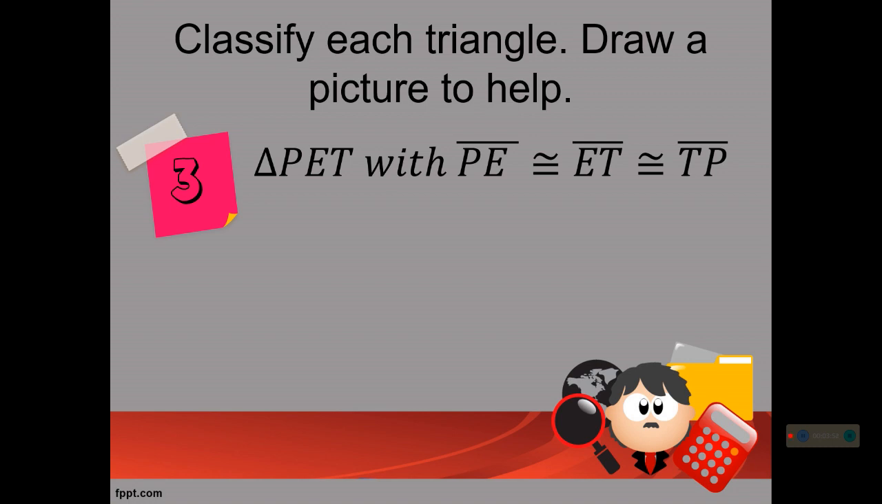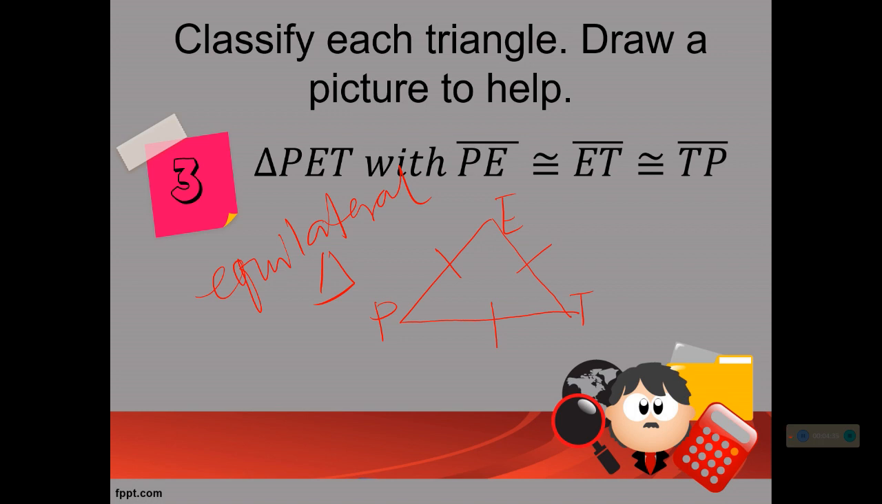Next, number 3. Triangle PET with PE congruent to ET, which is also congruent to TP. Again, we have here triangle PET, and segment PE is congruent to segment ET, which is also congruent to segment TP. Since we already have the tick marks, what kind of triangle is this? That's correct. We have an equilateral triangle.